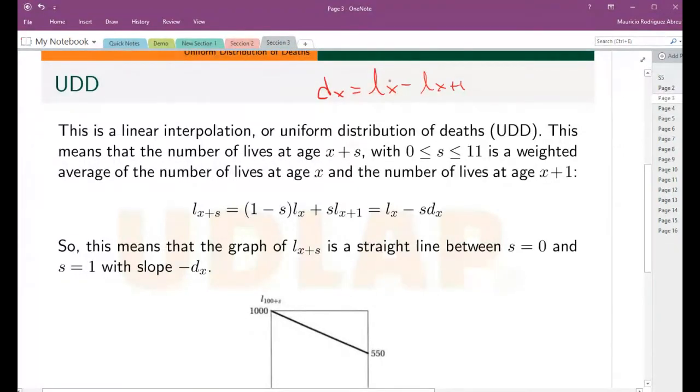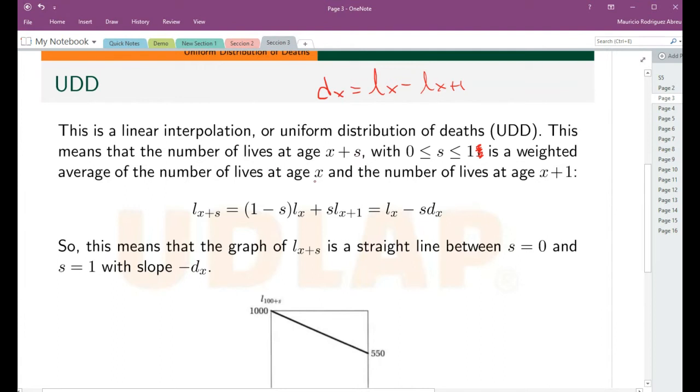So essentially, if we want to estimate something in the middle of the year or for some fraction of the year, we can do that, just assuming that this is happening in a uniform manner. So if we want to estimate those who are still alive at age x plus s, where s is between 0 and 1, we can get this as an average value, using linear interpolation, or realizing that this is a straight line between l_x and l_(x+1), okay?